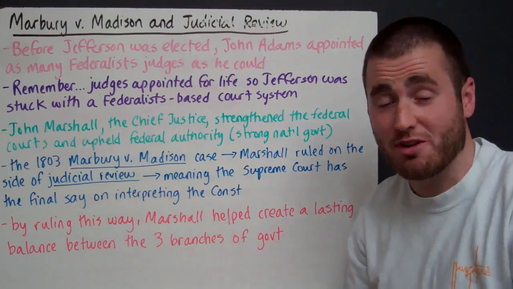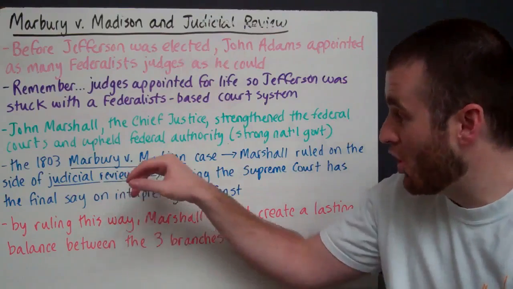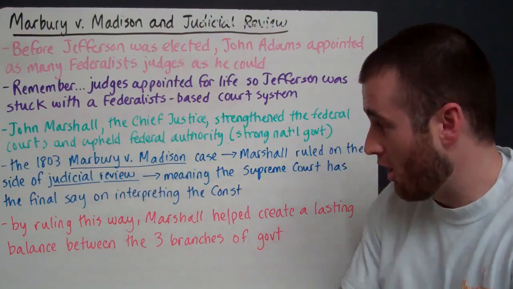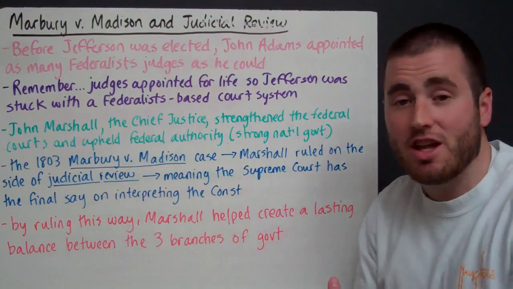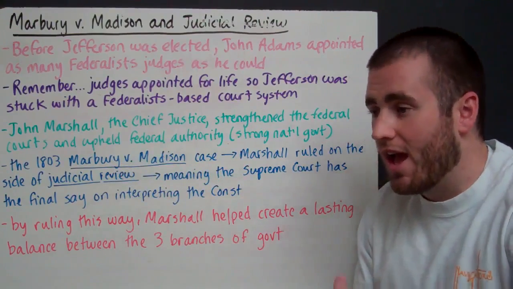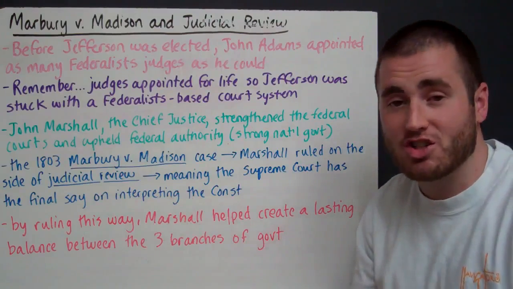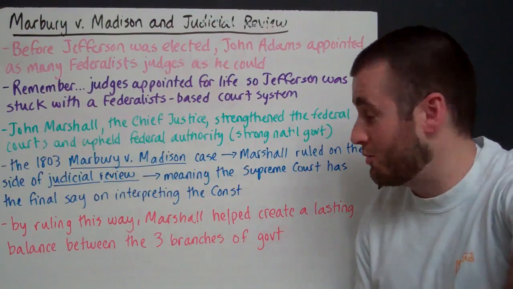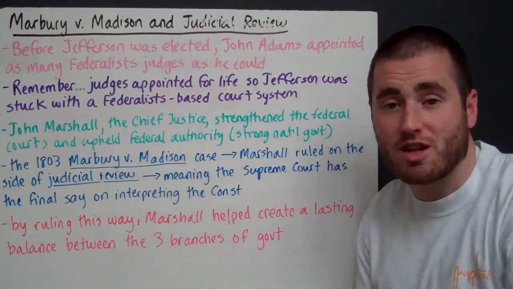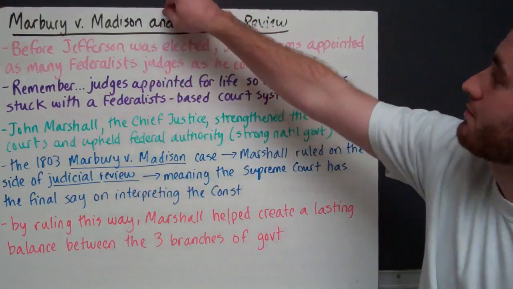So if there's nothing else you get from this video, I need you to know this. Judicial review comes from the Marbury versus Madison case. All right, we'll talk more about this case in class. But this ruling, basically, Marshall helped create kind of a unique balance between the three branches. Yes, the Constitution created that balance in itself, but judicial review reinforced it. So it said the Supreme Court was the supreme ruler on all the interpretation of the Constitution. Big, big case.